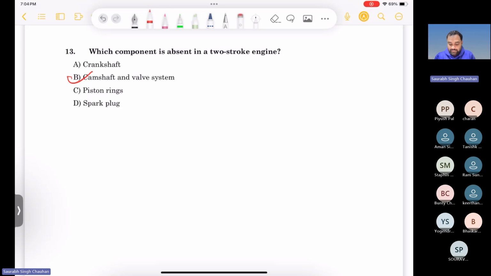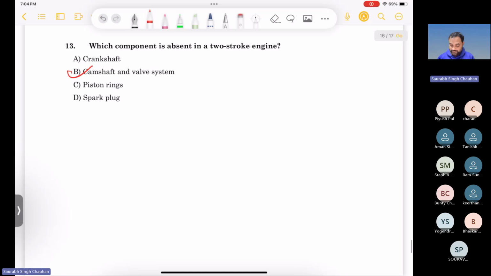Whenever you have any doubt about which component is there or not there in a two-stroke engine, just remember your old-fashioned scooters. Those scooters were running on petrol, and in petrol engines you use a spark plug, right? I hope this is clear. If you have taken an old scooter to the petrol pump, then many times you have asked for 2T oil. Have you heard this term, 2T oil?